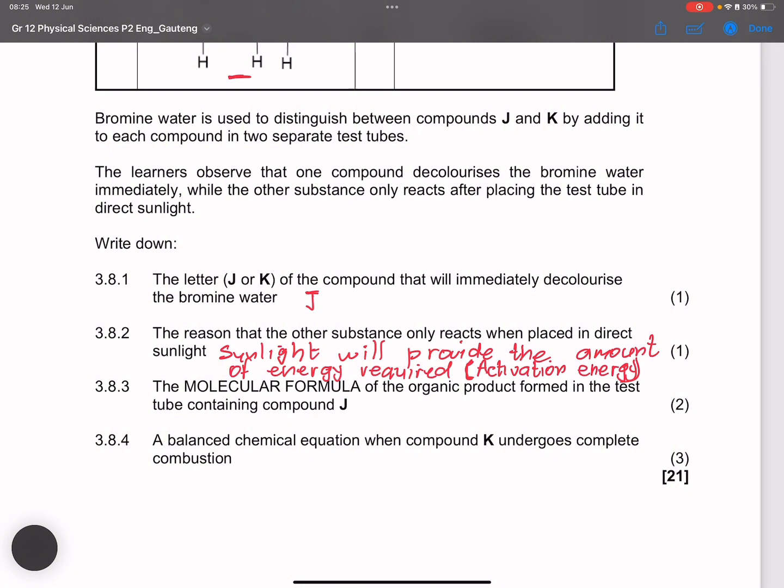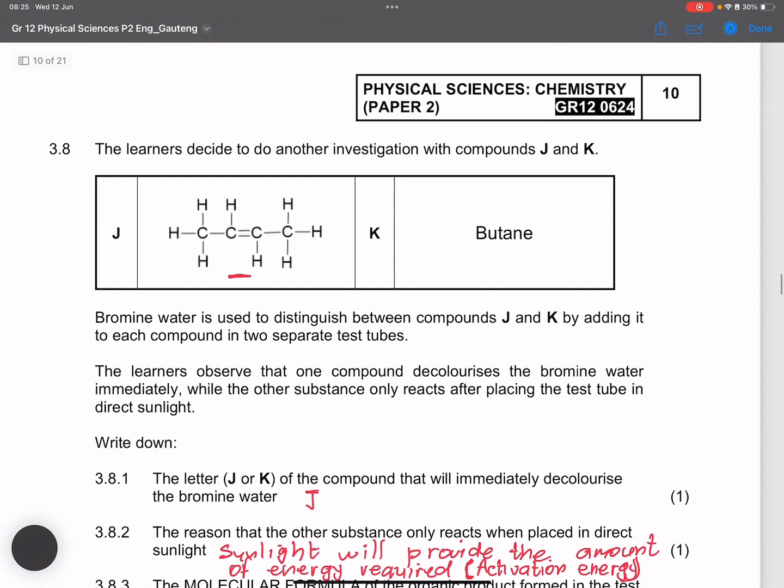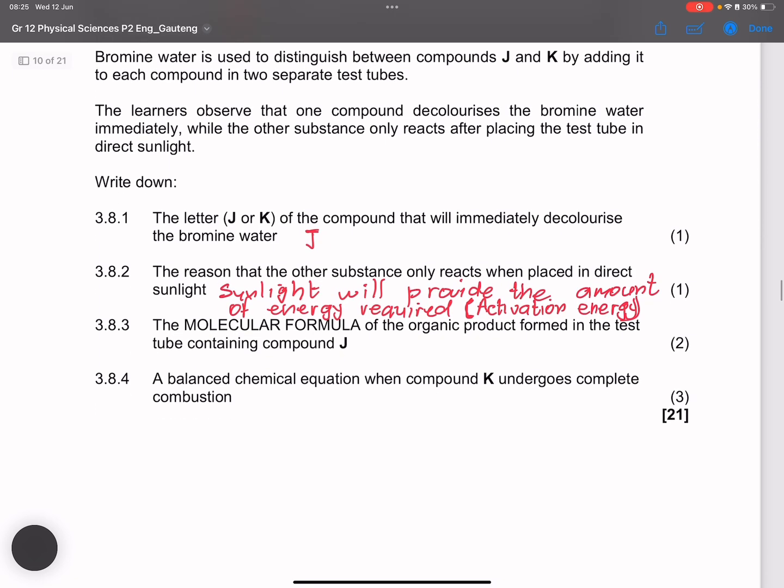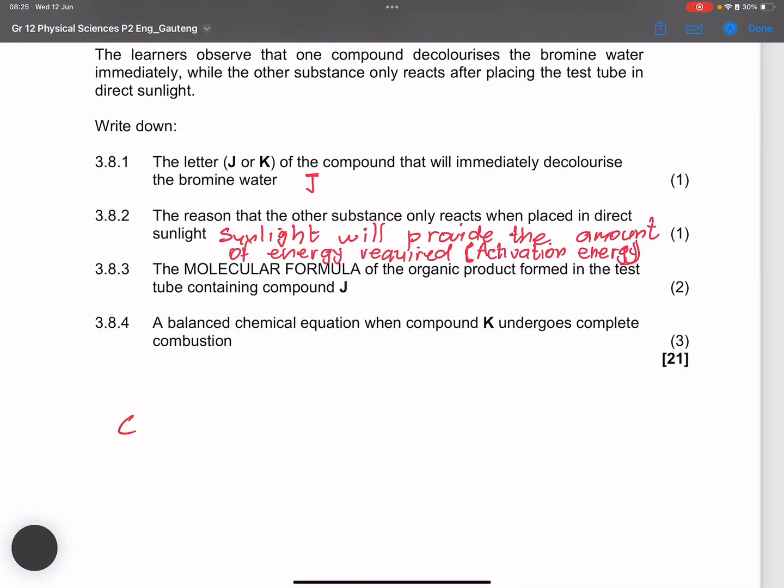containing compound J. So remember, this is where we are going to use, they said the molecular formula of the product. So we're going to actually have something that looks like this. We're going to break that pi bond there, the second bond. So we still have these guys looking like that, and so which means bromine atoms would actually go on to carbon number 2 and 3. So that's what the product would look like.